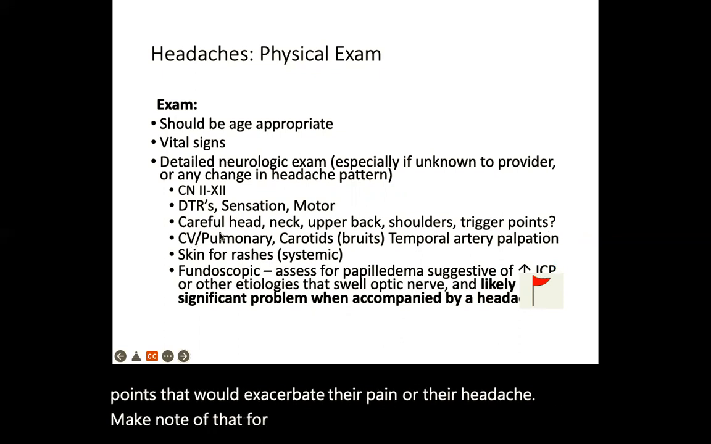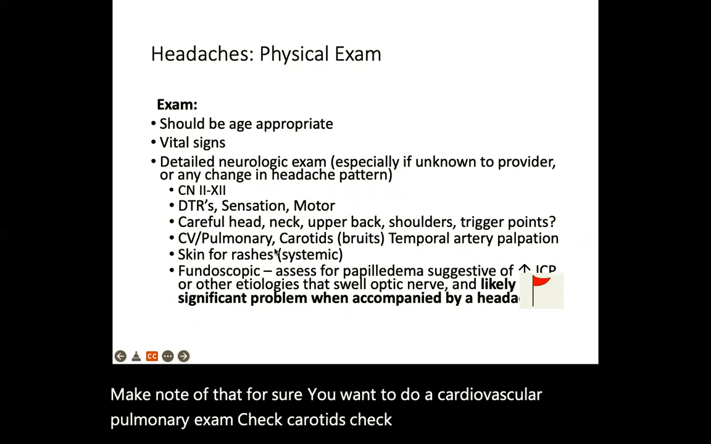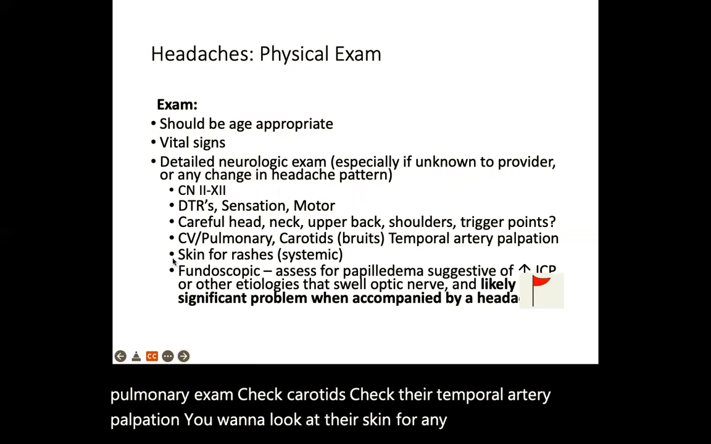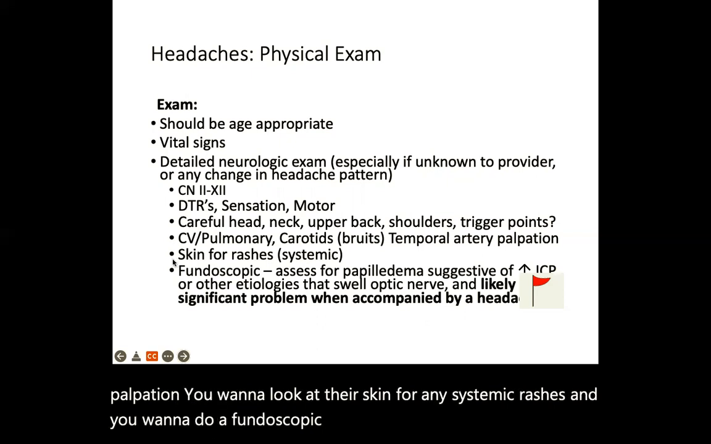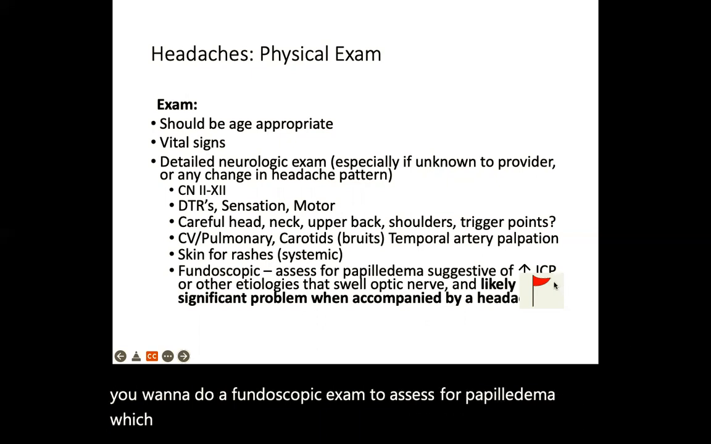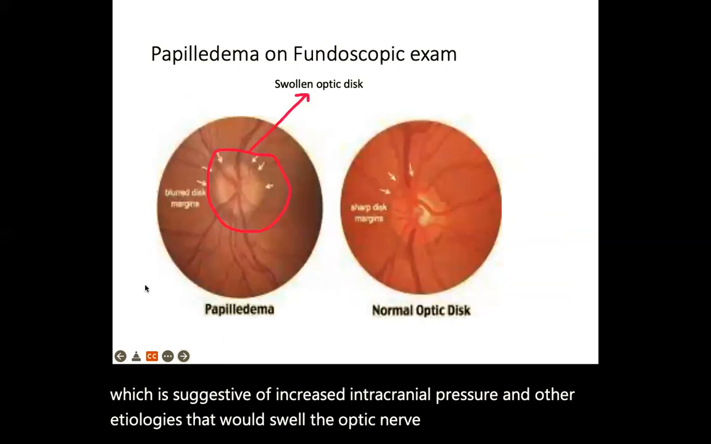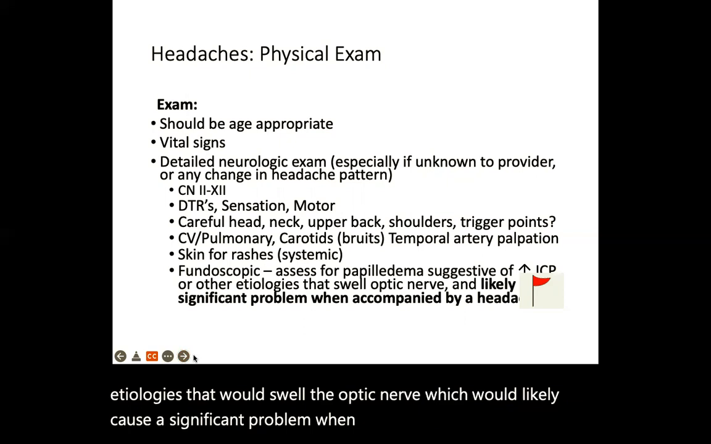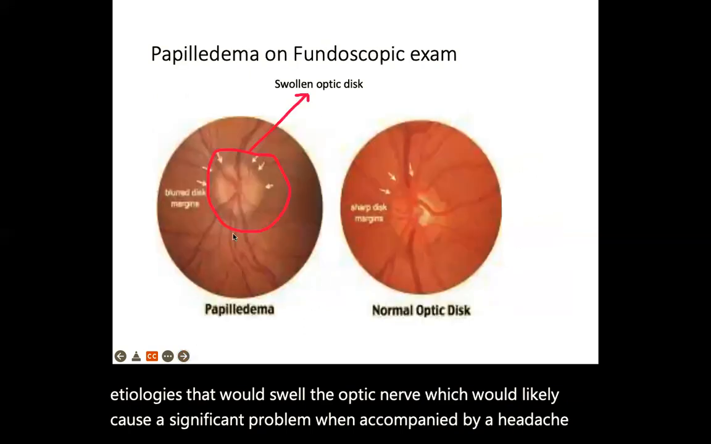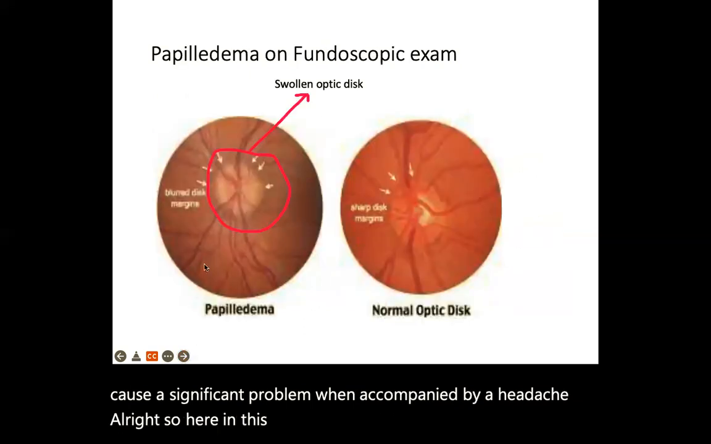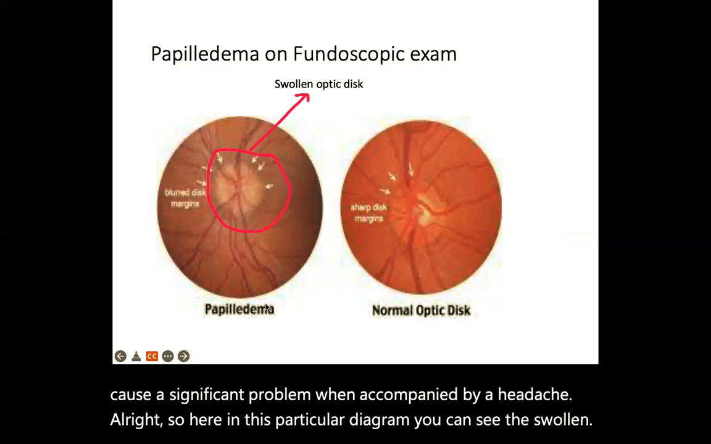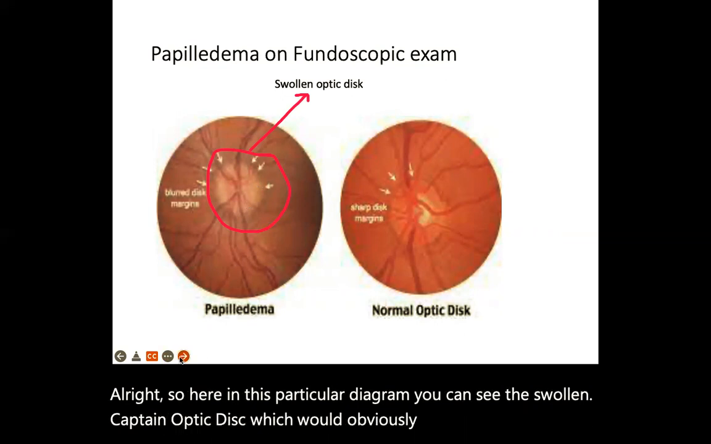You want to do a cardiovascular and pulmonary exam, check carotids, check their temporal artery palpation. You want to look at their skin for any systemic rashes, and you want to do a fundoscopic exam to assess for papilledema, which is suggestive of increased intracranial pressure and other etiologies that would swell the optic nerve, which would likely cause a significant problem when accompanied by a headache. All right. So in this particular diagram, you can see the swollen optic disc, which would obviously cause papilledema and lead to a headache.